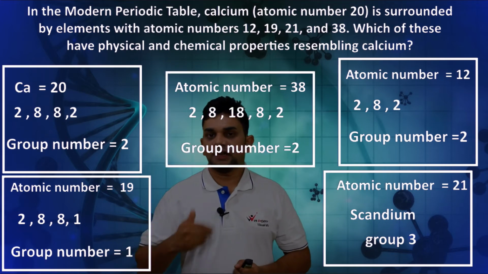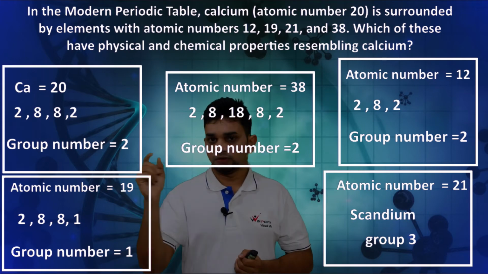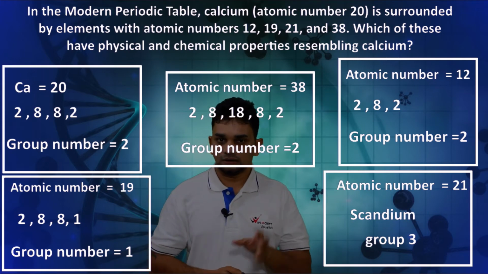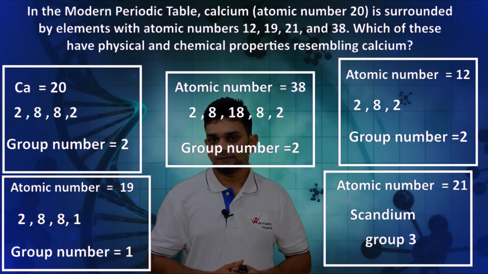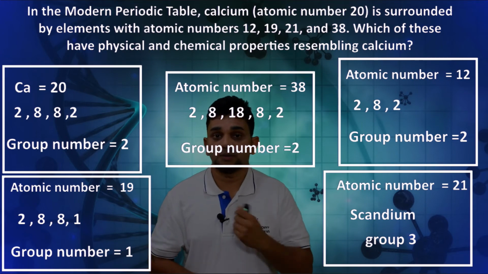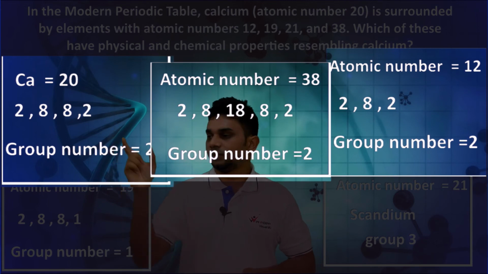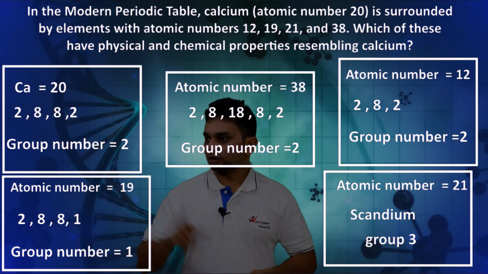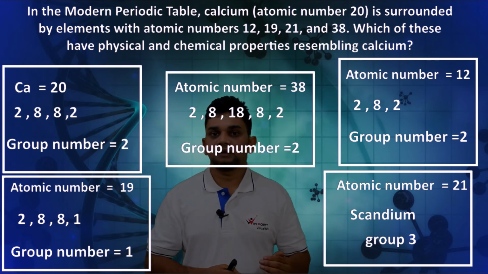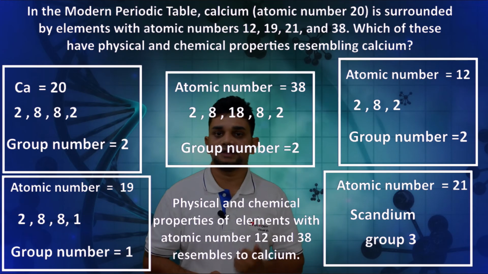In these elements, which are having similar properties to calcium? That's the question. The group number of calcium is 2, so we can write all the elements of the same group. How can we find the elements which have the same properties? Atomic number 12, the group number is 2. Similarly, atomic number 38, group number is 2. So we can conclude that atomic number 12 and atomic number 38 are similar to calcium. The physical and chemical properties of elements with atomic numbers 12 and 38 resemble calcium.